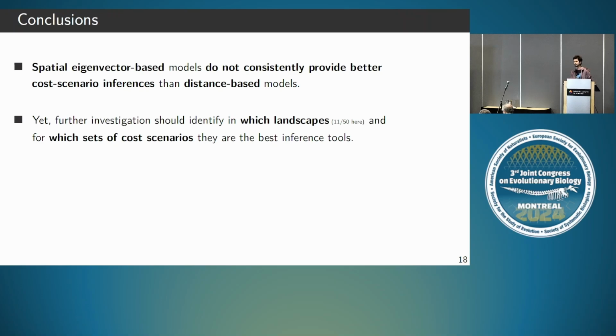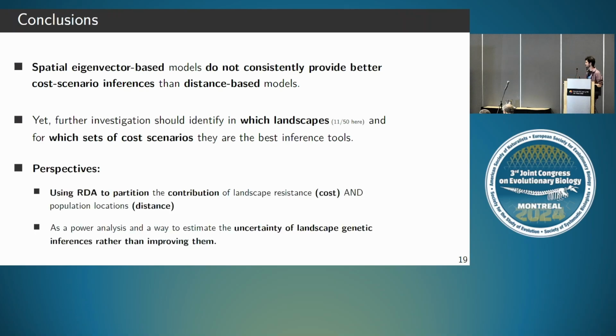So this method deserves further investigation, and we should identify in which landscapes this method performs better, and we should also better understand which kind of scenarios we can distinguish from each other. And in that sense, the method we developed offers some new perspective, because we could use the advantage of redundancy analysis to decompose the cost-distance signal into a cost component and a distance component. And this might not improve how we perform the inference. However, it could improve our understanding of the power we really have when we do this kind of inference, and we could understand why it often doesn't work.